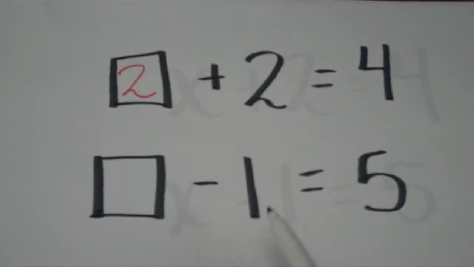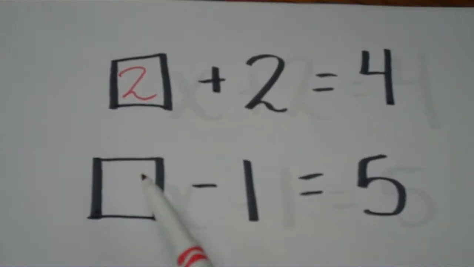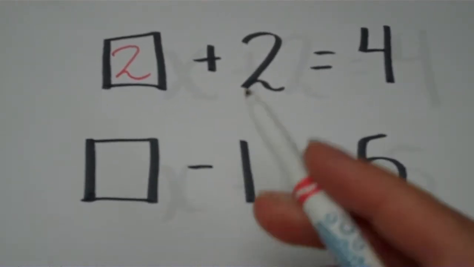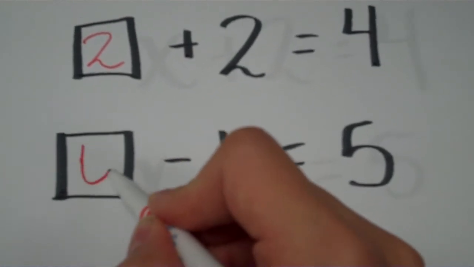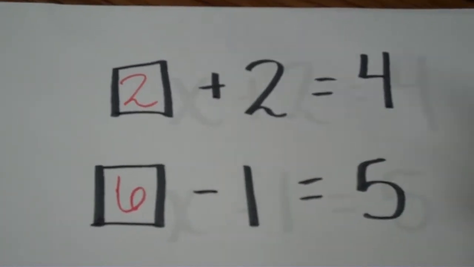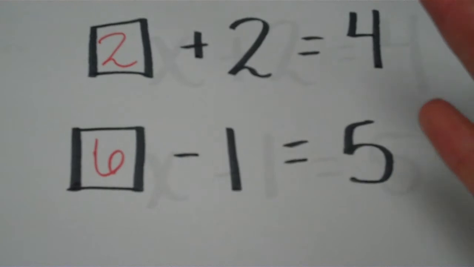Or it'd be a box minus 1 equals 5. And you had to figure out what minus 1 equals 5. And you would think, oh, that's 6. 6 minus 1 equals 5. This is something you used to do in elementary school, okay?